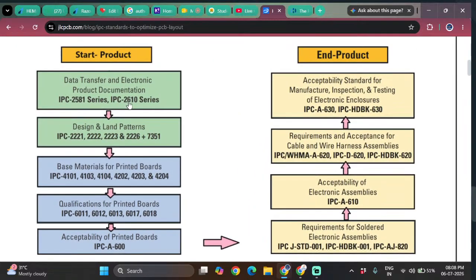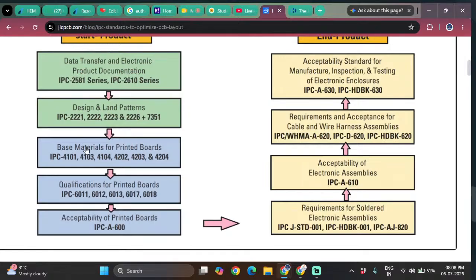IPC 2581, IPC 2610, IPC 2221, 42s, 2223, 2226. So I just don't know whether you remember or not. We also learned about IPC 2221. So if you do not have an idea about it, go back and just watch them. So among these also we learned a few IPCs.